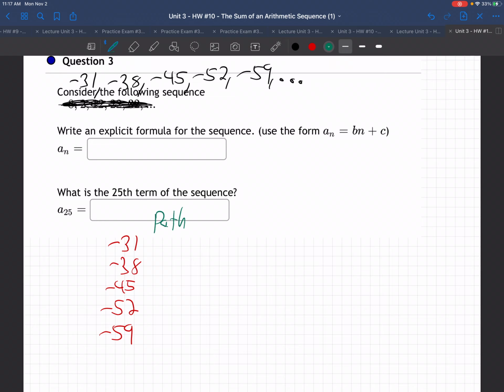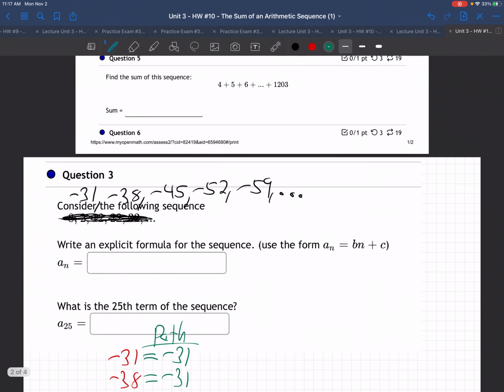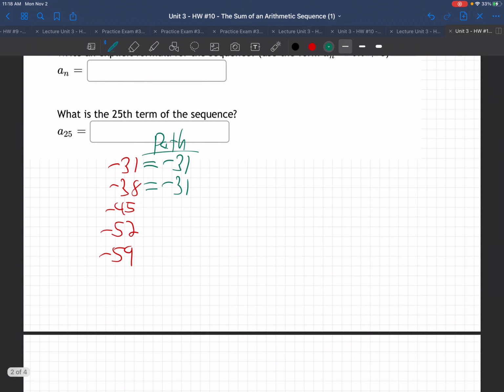So I've got to write the path. Like, how did we get here? This is just the first number, nothing there. But for the next one, what are we doing every time to get from term to term? We're subtracting 7, aren't we? Subtracting 7, subtracting 7, subtracting 7. So you go minus 7. That's how you got minus 38. You start with the first term and you subtract 7.